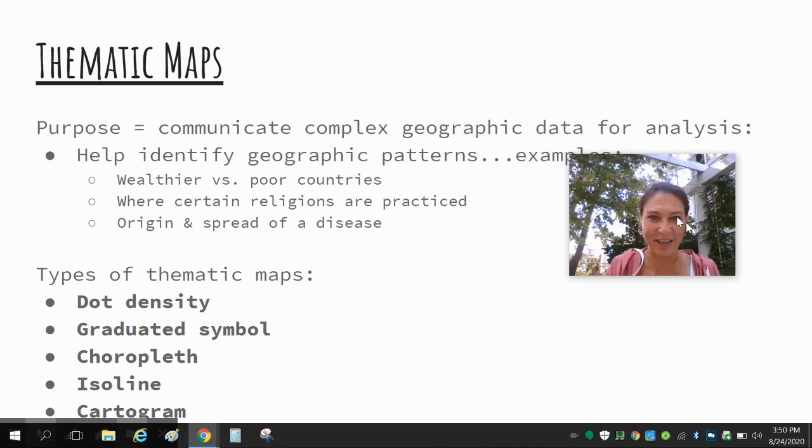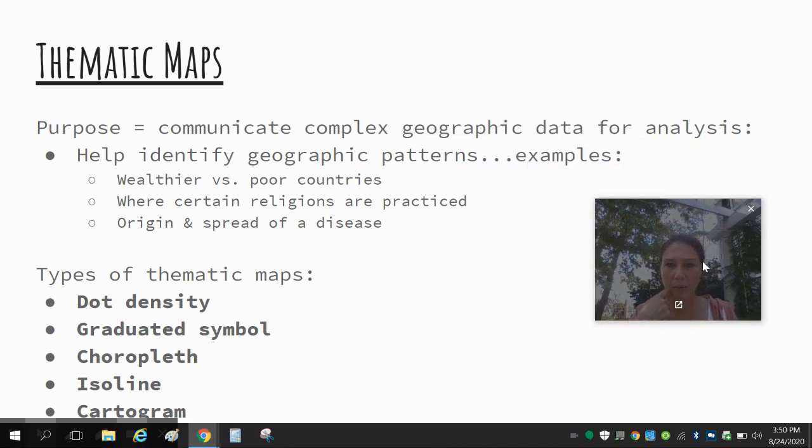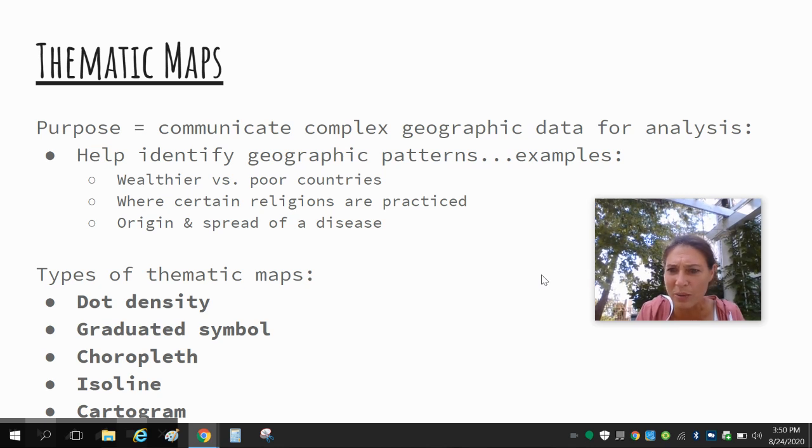And these are my favorites. So the purpose of a thematic map, again, is to communicate complex geographic data for analysis. These are fun to look at, and they're even fun to make. And if we were in school together, you guys would be making one of these. Like in geography, you get to color, and that's what we do. We color maps from time to time.